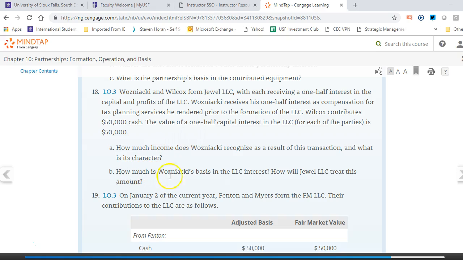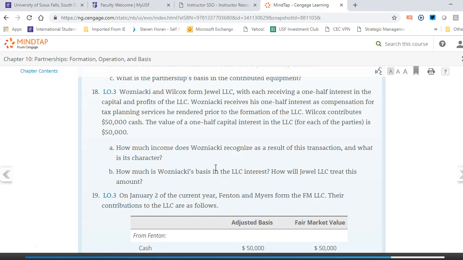Letter B, how much is Wozniak's basis, and then how will Jewel treat this amount? So Wozniak's basis is just simply the value of services provided. So $50,000 becomes the basis in the partnership. And of course, what the LLC would do is treat that as some kind of an expense. That'd be a $50,000 expense for the services provided. So it's deductible when it comes to tax planning.